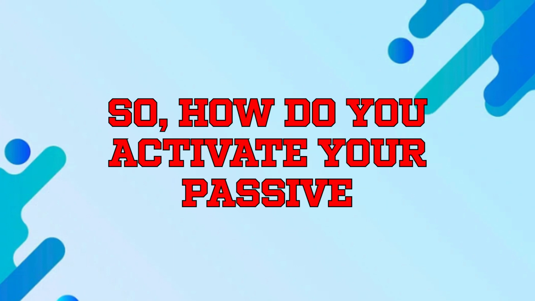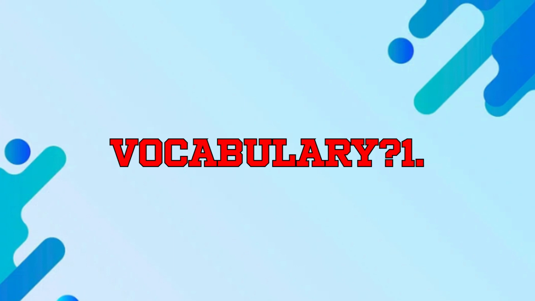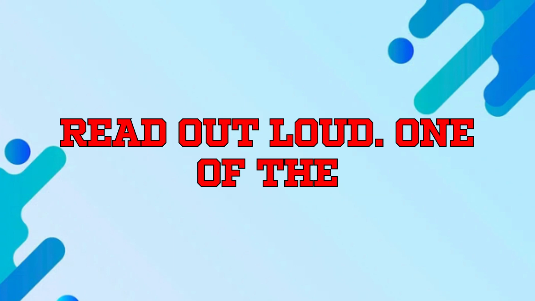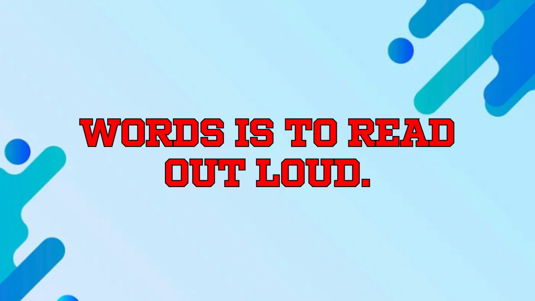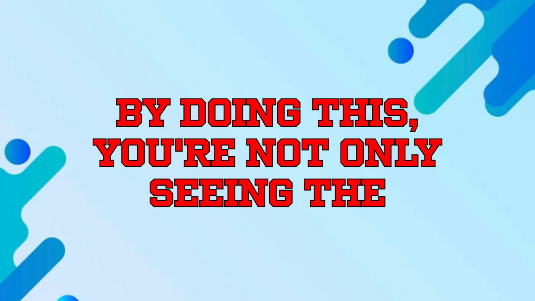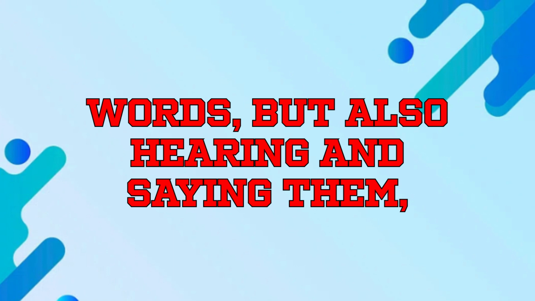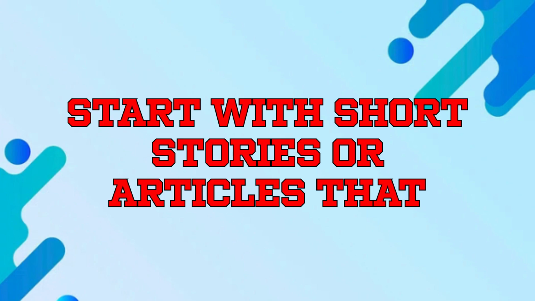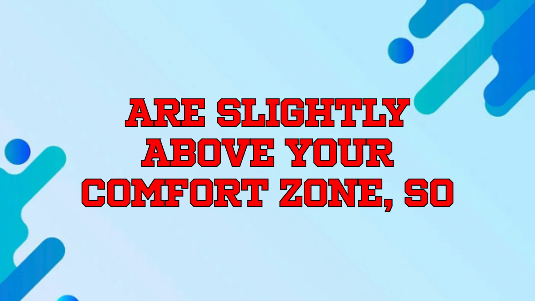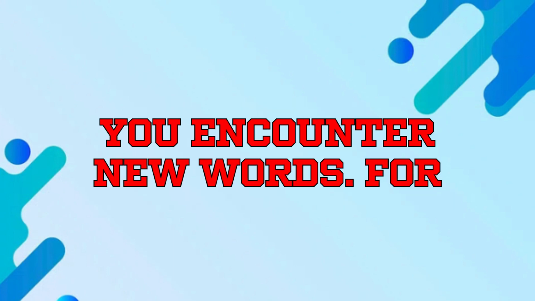So, how do you activate your passive vocabulary? 1. Read out loud. One of the most effective ways to activate passive words is to read out loud. By doing this, you're not only seeing the words but also hearing and saying them, which reinforces their meaning and usage. Start with short stories or articles that are slightly above your comfort zone, so you encounter new words.